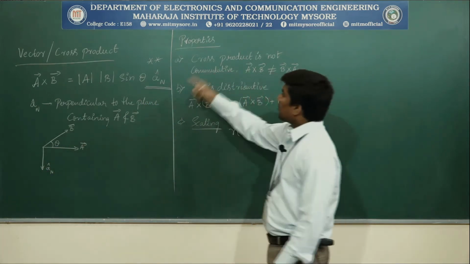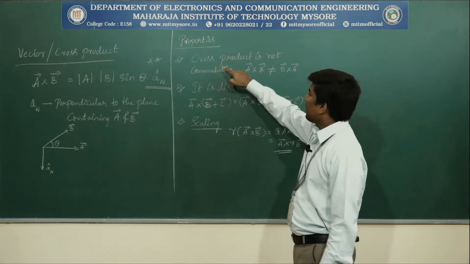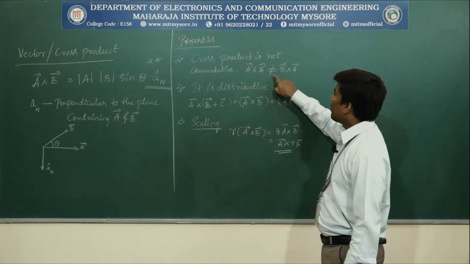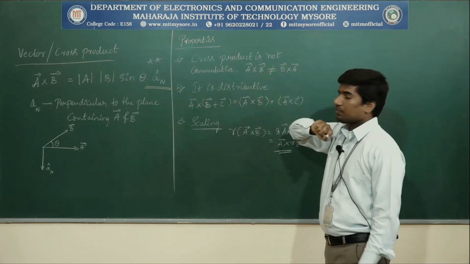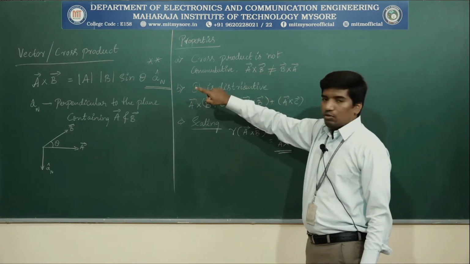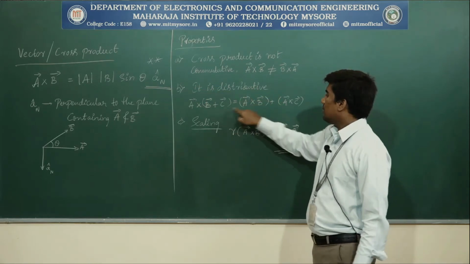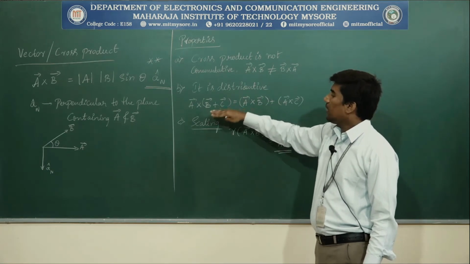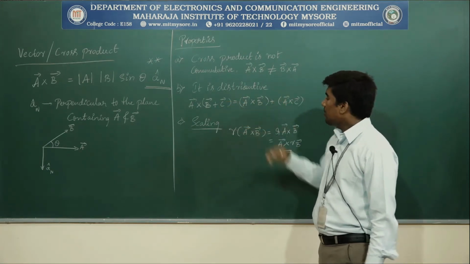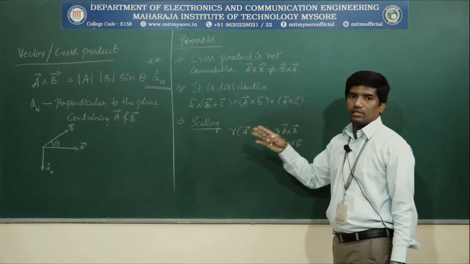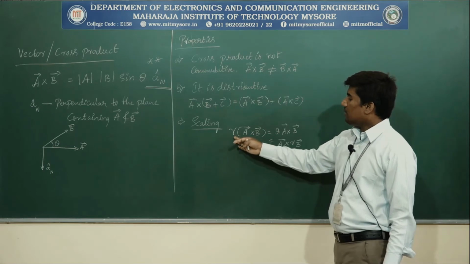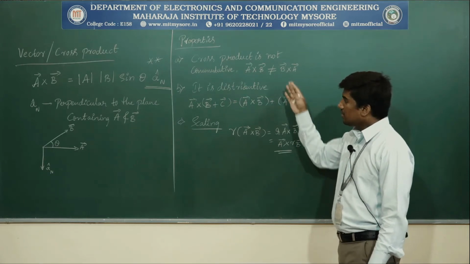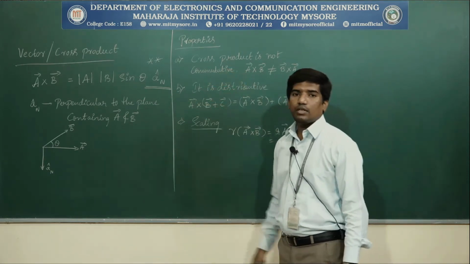Coming to the properties of this cross product, the first property says that cross product is not commutative. Therefore, A cross B cannot be equal to B cross A in this case. Cross product between two vectors is distributive. We can easily say that it is distributive by looking at this expression. Then coming to the scaling, which is similar to the previous case, dot product. Multiplication by a scalar to a cross product can be represented in either of these two forms. These are the three properties for cross product you need to remember.